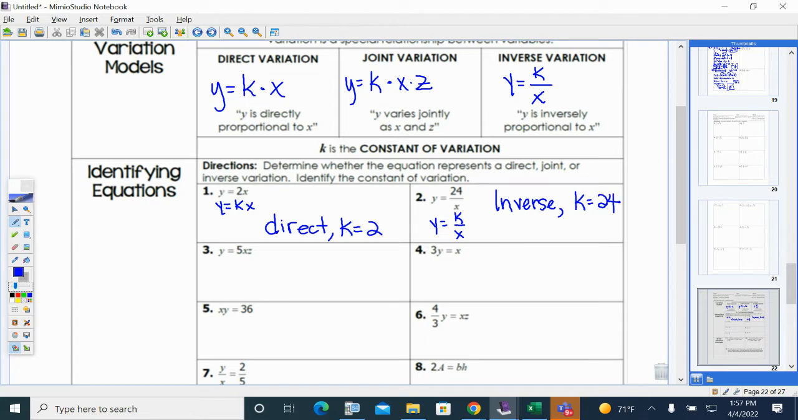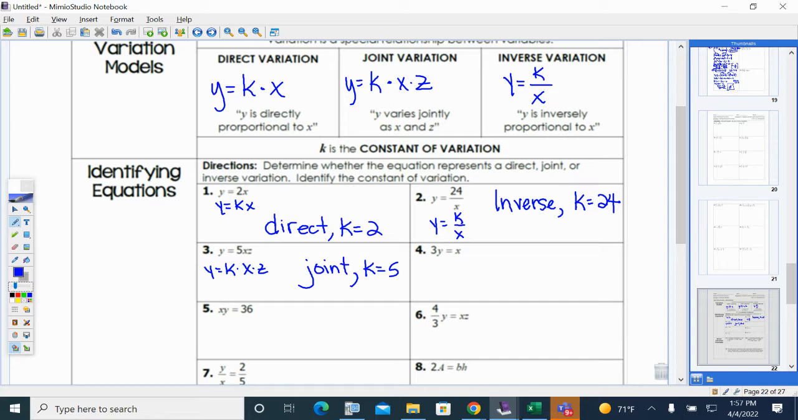Number 3, y equals 5 times x times z is a perfect example of your joint variation. Y equals k times x times z. So this is the joint variation, and the k is equal to 5.